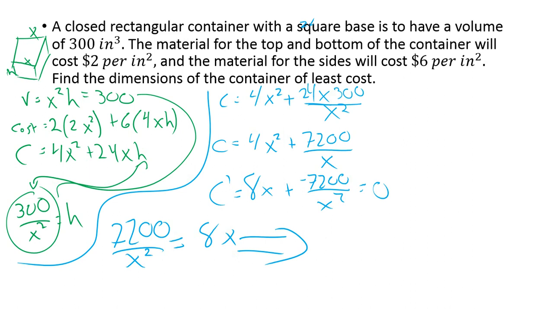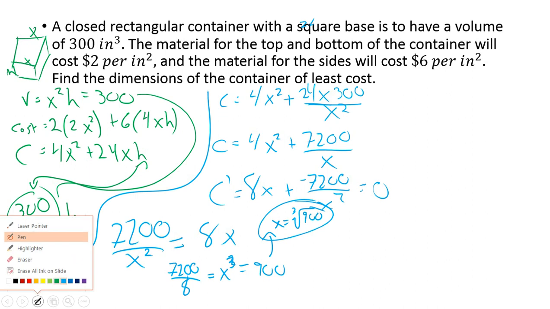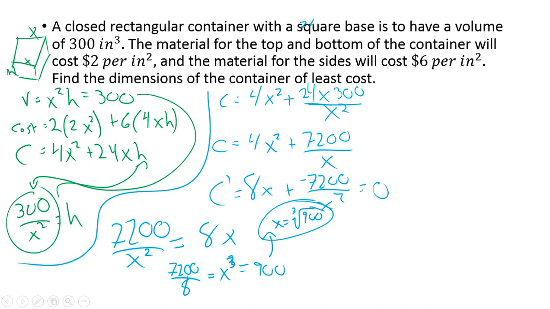That gets us 7,200 all over 8 is equal to x cubed, which means that x cubed is equal to about 900, which means x is equal to the cube root of 900. And it doesn't really break down into anything nice. Okay, so that's our x.